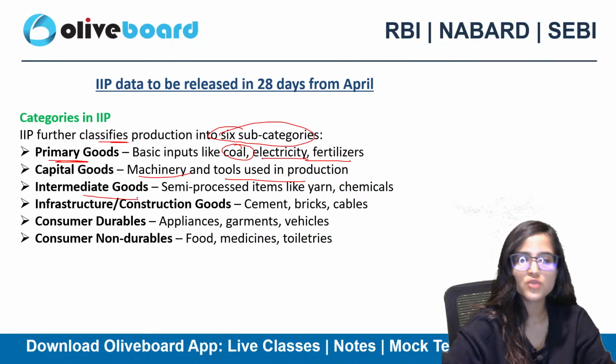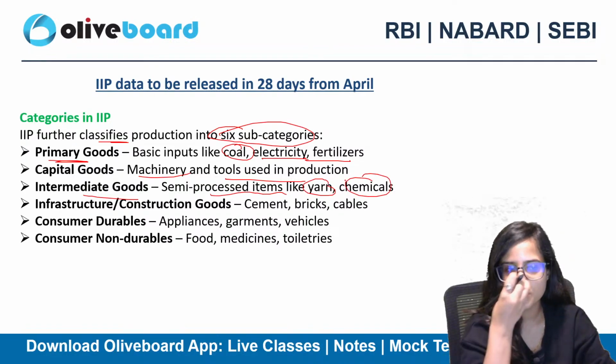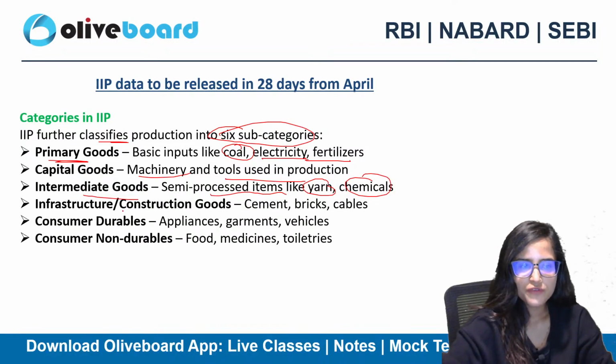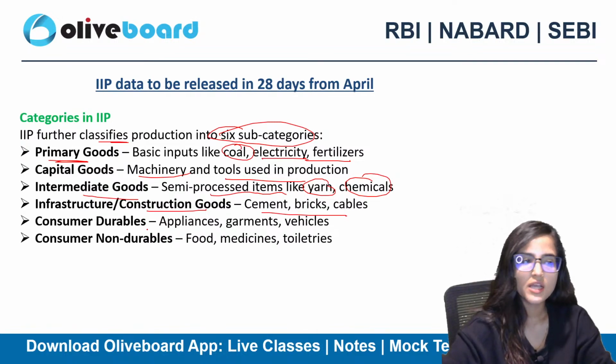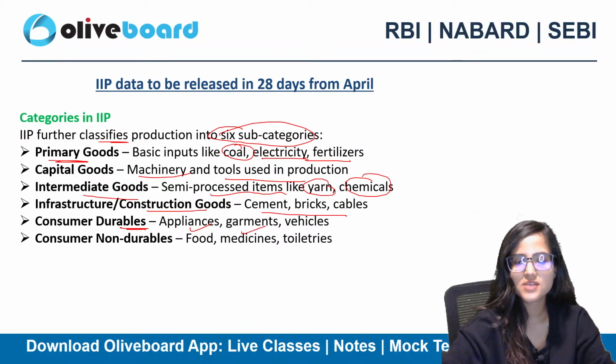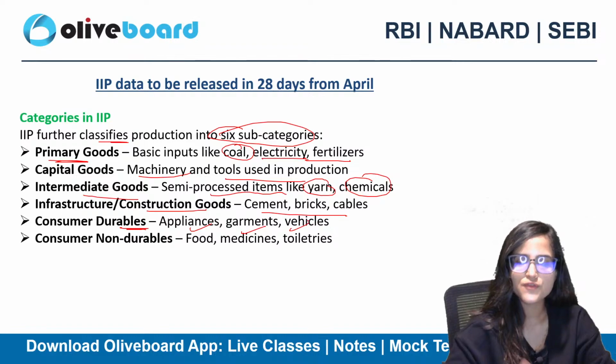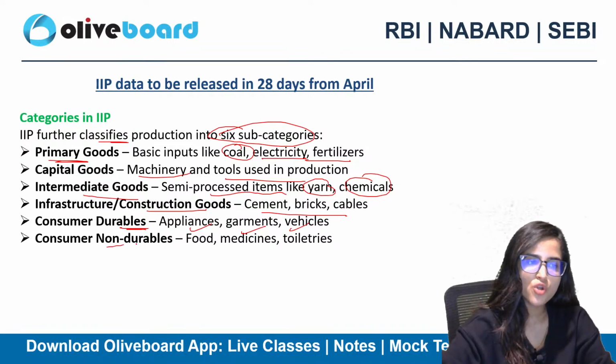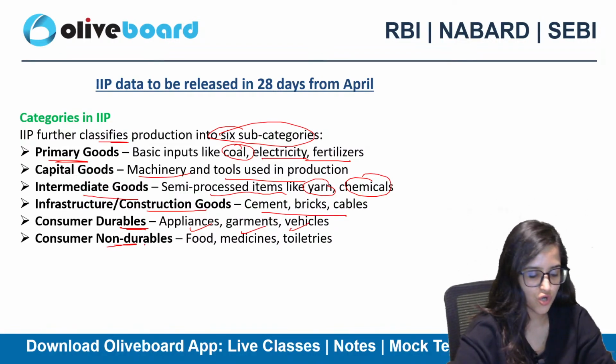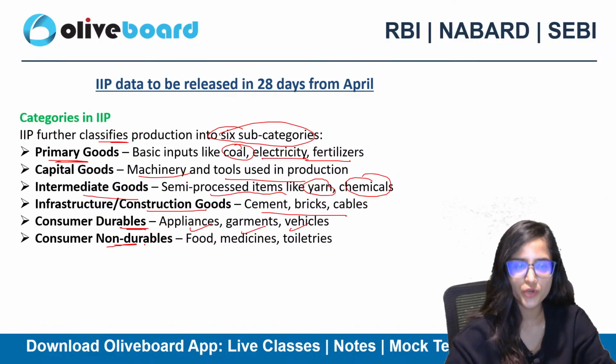We have intermediate goods, like semi-processed items like yarn and chemicals. These are called intermediate goods. Then we have infrastructure or construction goods like cement, bricks, cables. Then consumer durables like appliances, garments, vehicles that can last for a long period of time. And then we have consumer non-durables which do not last for a long period of time, like food, medicines and toiletries.